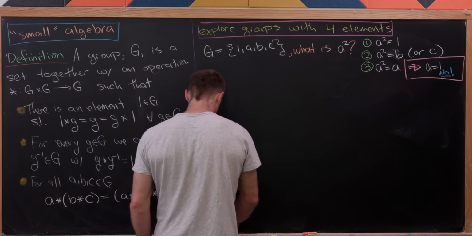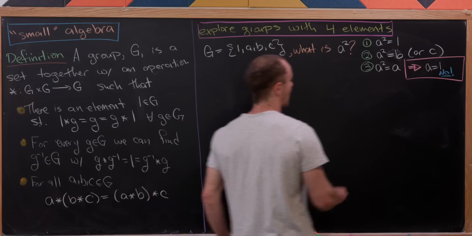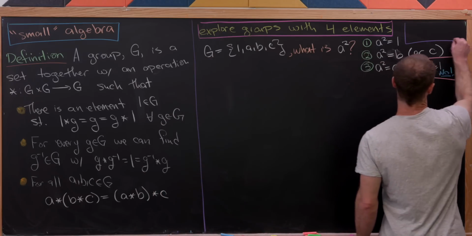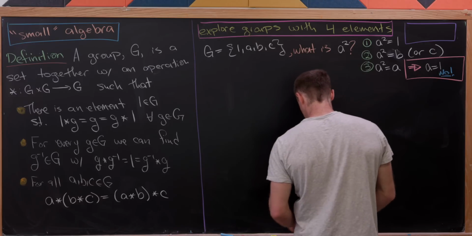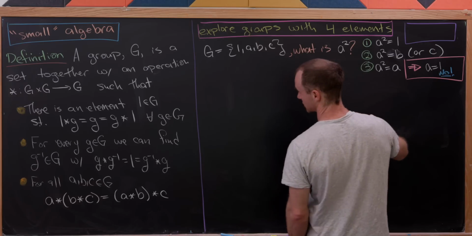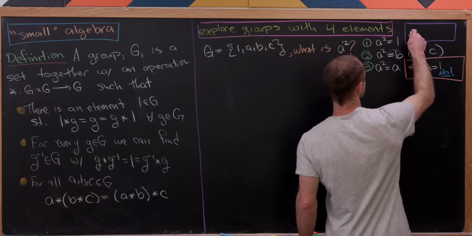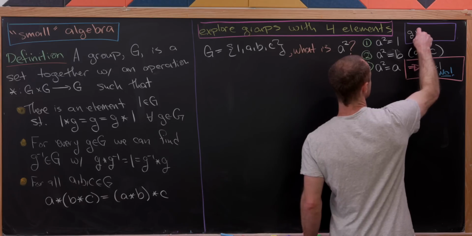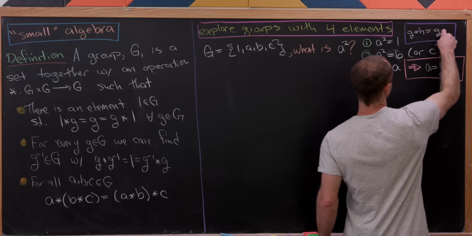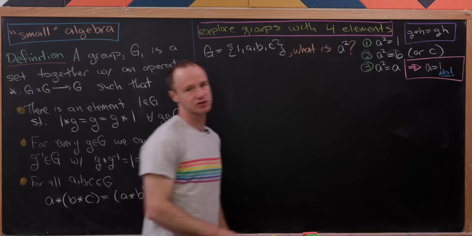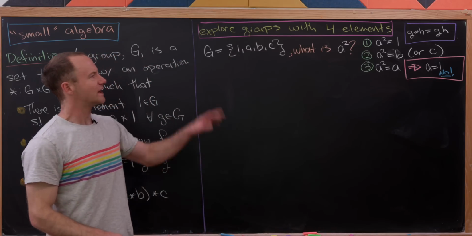And I'd like to point out that throughout this, I'm going to be using a simplified or shortened notation for our operation. So if you have, for instance, inside your group, G star H, we would just write that as GH. Okay, so what is A squared?